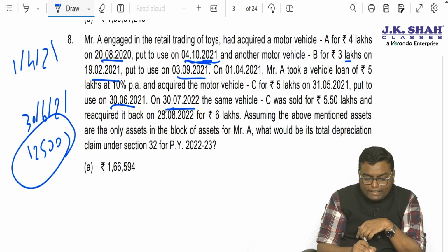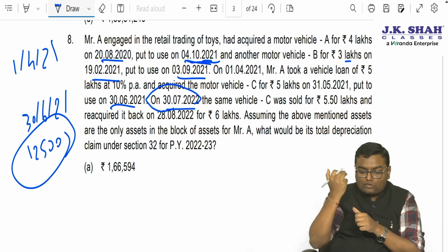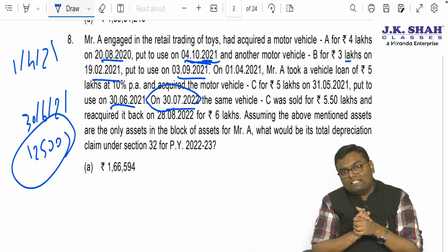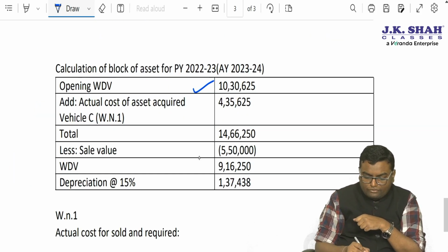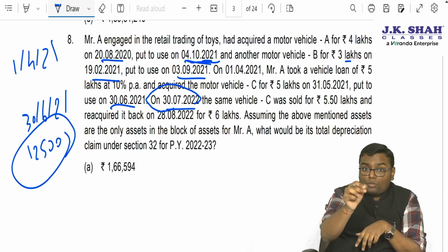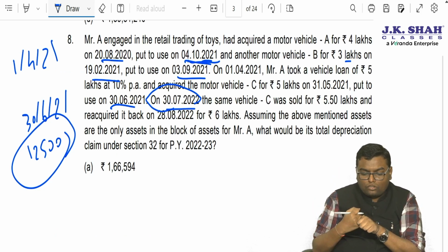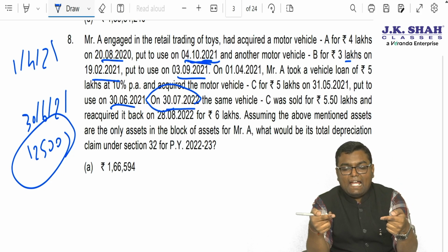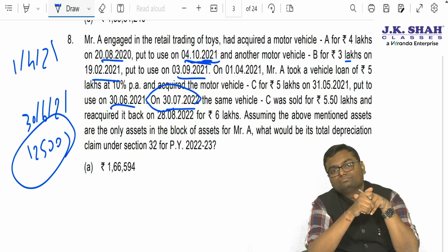Now let us read the question further. On 30th July 22, that is in the year 22-23, the same motor vehicle C is sold for 5,50,000. So from the block, we will deduct the sale value, 5,50,000. But now what they have written is a point related to CA final. The same asset is reacquired on 28th August for ₹6 lakh. It is a transaction of sale and reacquisition. The same asset is sold, the same asset is reacquired.